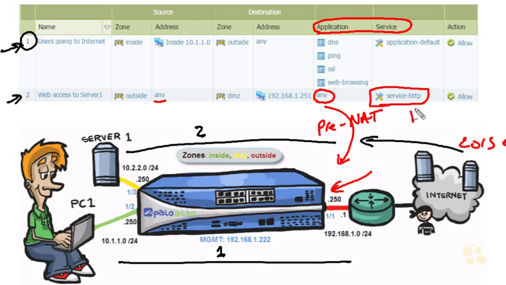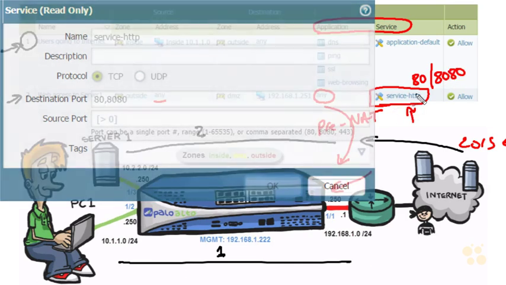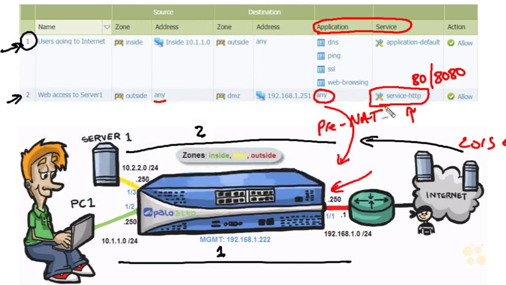Now, if we were to look at this service object, which we're going to do here in just a moment, called service-HTTP, it would indicate that it's expecting TCP, and for the port, it's expecting the well-known port of 80 or 8080. That's what service-HTTP describes. And in our rule, we said if that all matches up, please allow that traffic.